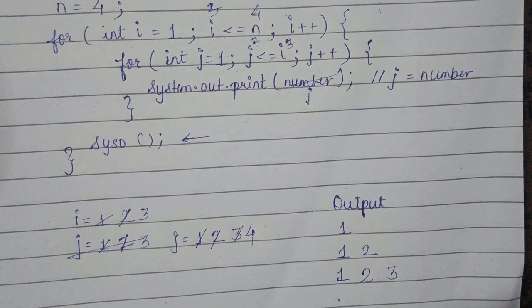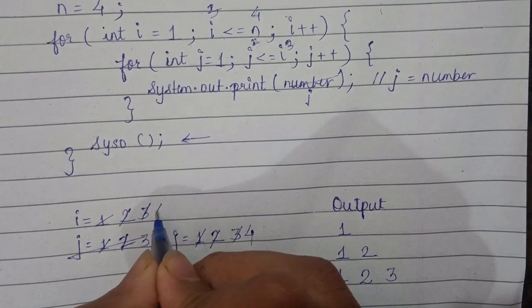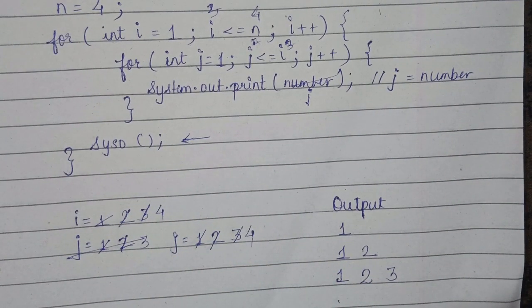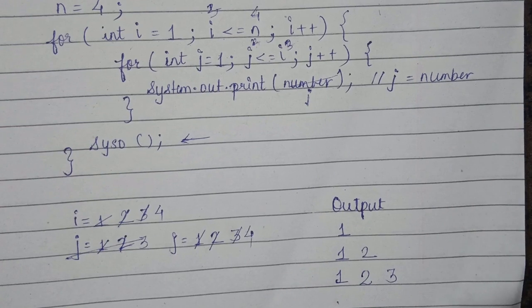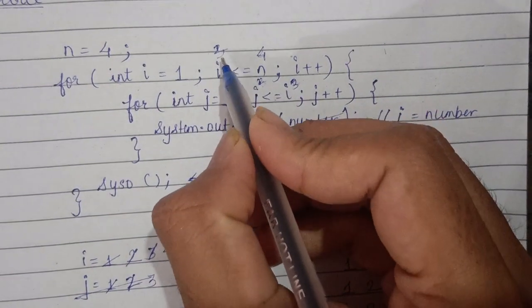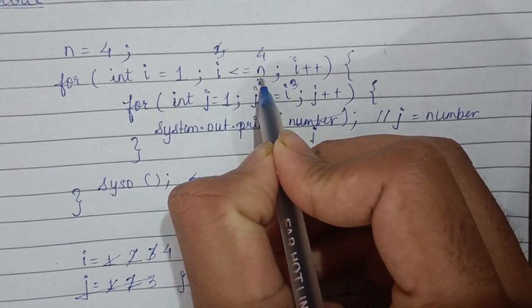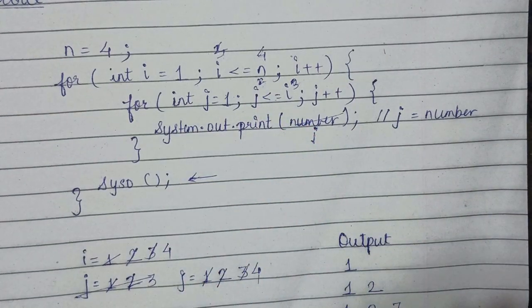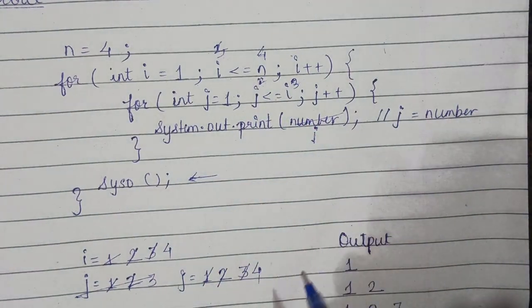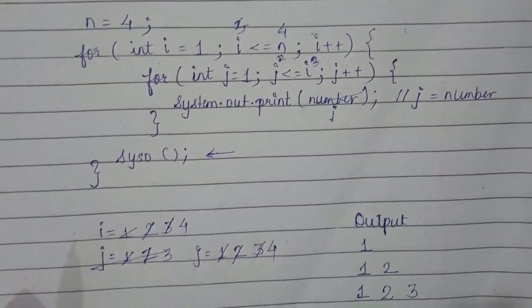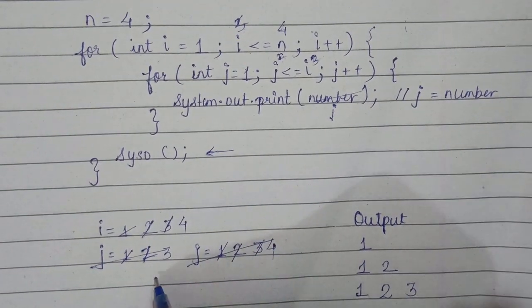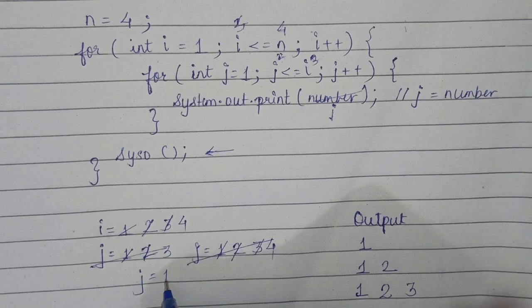Now i's value gets updated, and i's value has become 4. Now i's condition will be checked: is 4 less than or equal to 4? The condition is true, so it will enter the inner loop. Now j's value gets initialized again to 1. j has become 1 here.